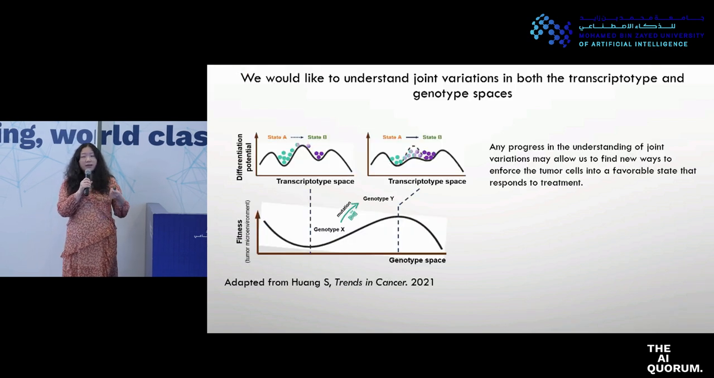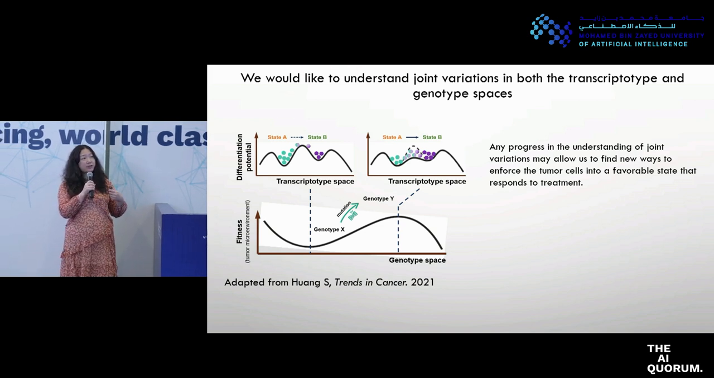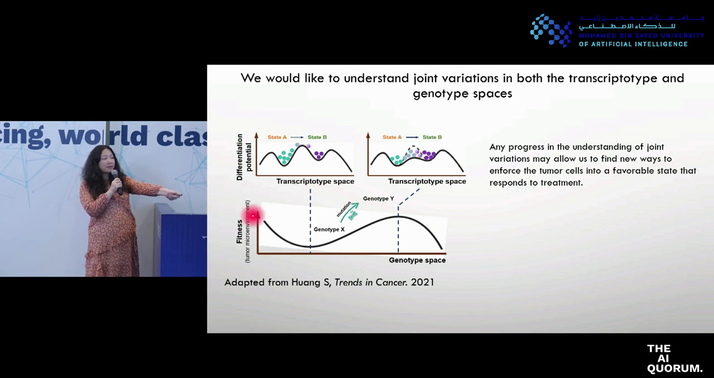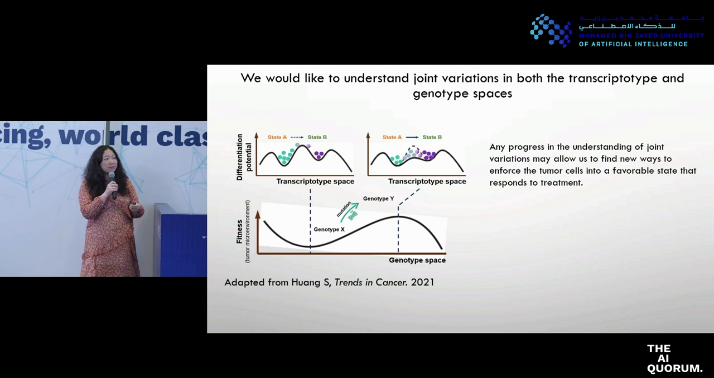To give you a specific example, this is a very hot topic right now in the cancer world: cancer researchers are starting to realize that we need to understand the joint variations between the transcriptome space, meaning the transcriptome activity or profiles within the tumor cells, versus the genotype space of the same cells. Both spaces are extremely elastic and variable, and sometimes the variations are correlated between the two spaces, but many times they're disconnected.